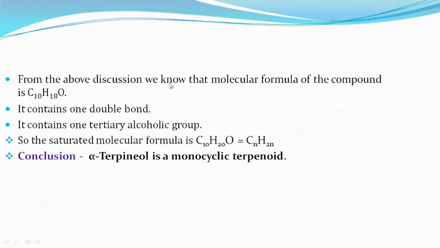From the above discussion, we know that the molecular formula of the compound is C10H18O. It contains one double bond. It contains one tertiary alcoholic group. So the saturated molecular formula of the compound will be, as we have the dihydro compound, C10H20O, which corresponds to the CnH2n formula, which reveals that the terpenoid is monocyclic. This leads to the conclusion that alpha terpineol is a monocyclic terpenoid.